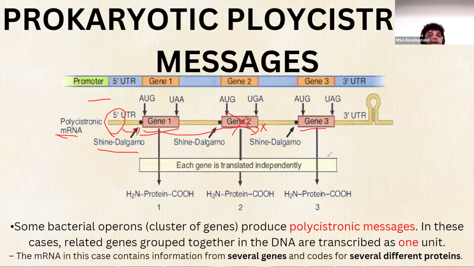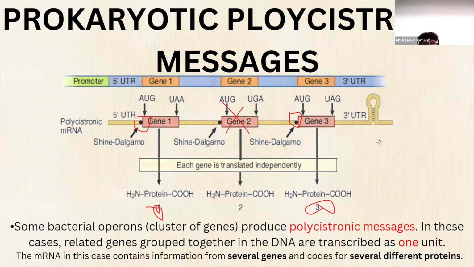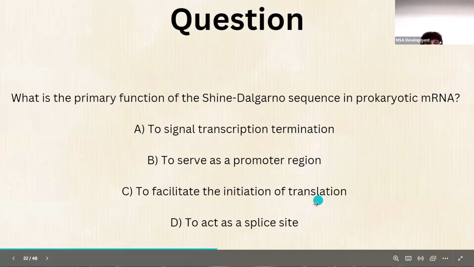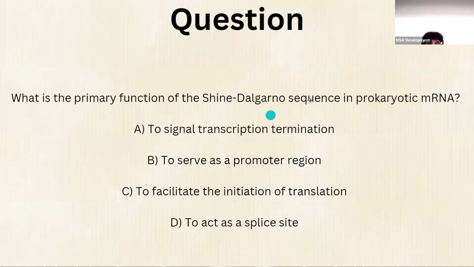So let's say I'm a ribosome. I come to this mRNA. I want to read this one and read this one. So I read Shine-Dalgarno number 1. I translated it and produced protein number 1. I did not read Shine-Dalgarno number 2, so I'm not going to translate it. I read number 3, so I will translate gene number 3 into a protein. Do you guys understand this topic, inshallah? Come on. So now we understand Shine-Dalgarno facilitates initiation of translation, not transcription, translation.